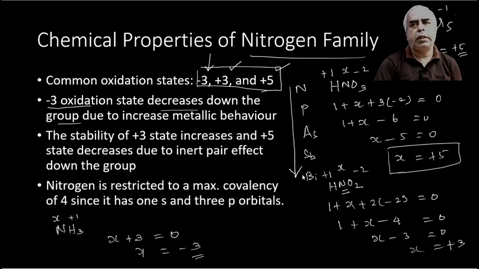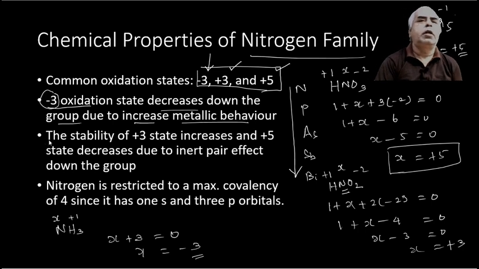Particularly in the case of bismuth, it shows metallic behavior. So this -3 oxidation state decreases down the group. Why? Because of the increase in the metallic behavior. What do you mean by metallic behavior? That is the electron releasing tendency. So when it releases electrons, where is the question of retaining the electron? That is why -3 is ruled out down the group. It is decreasing. Is it clear now?